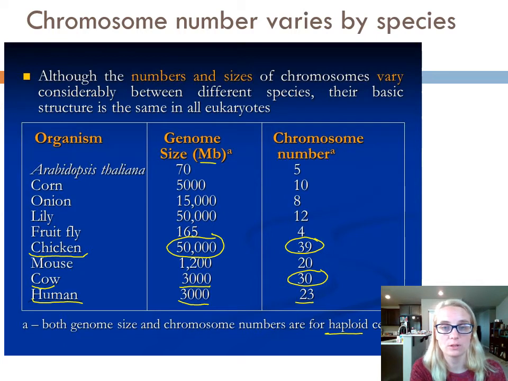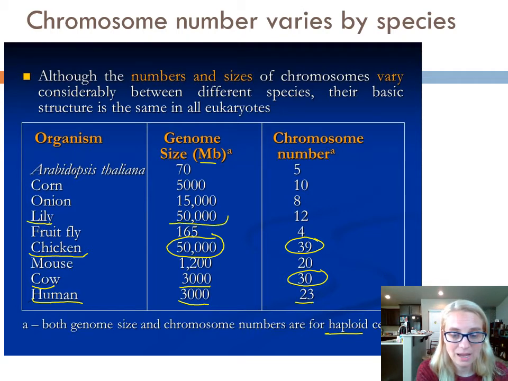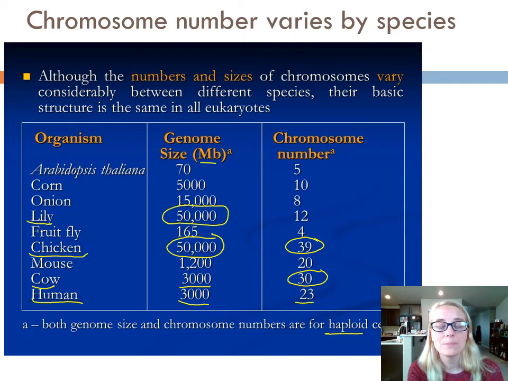Again, there's a wide variety. A lily, a plant, has the same amount of DNA that a cow does, or a chicken, sorry, the chicken. That doesn't mean that the lily is more complex than the chicken. It just means that's its genome. Every organism has its own unique amount of DNA and a varying number of chromosomes. Okay, so just some cool factoids there for you.